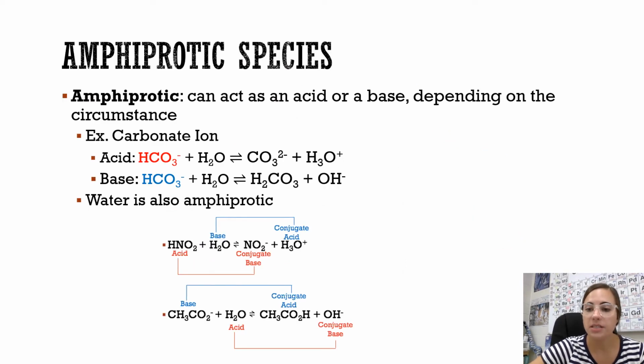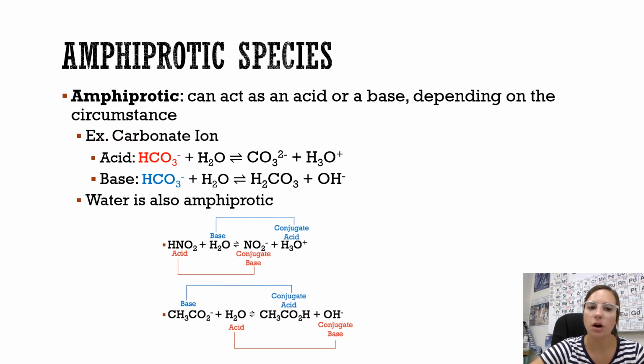Some species, as you may have noticed when we were writing the acids and bases, showed up in both lists, and that's because they are something called amphiprotic. They can act like a Bronsted acid or a Bronsted base, depending on the circumstance. So if the thing that it is with is more acidic, then it's going to act like a base. If the thing it's with is more basic, it itself will act like an acid.